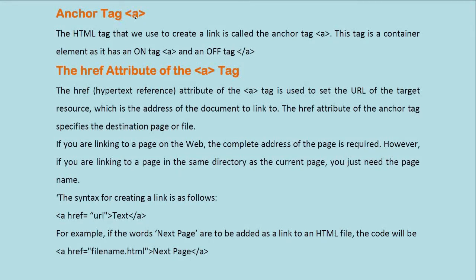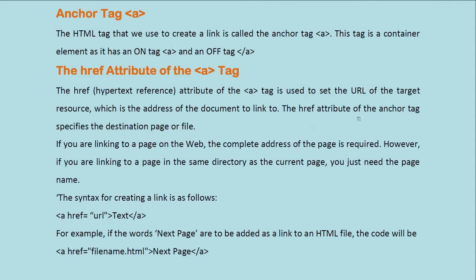Now, to get the location, the uniform resource locator, not the location of the file, we need to use the href attribute of the anchor tag. This is very important. With the anchor tag we will use the href attribute. The href or hypertext reference attribute of the anchor tag is used to set the URL of the target resource. That means it sets the URL from where it will pick the file or the document, which is the address of the document to link to.